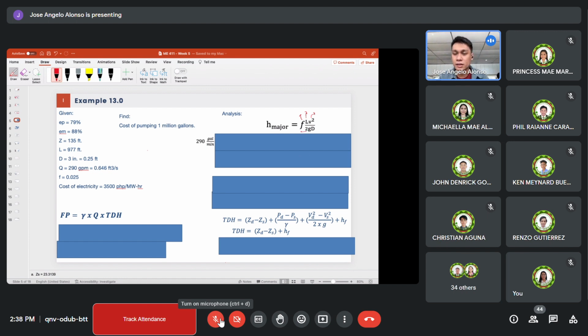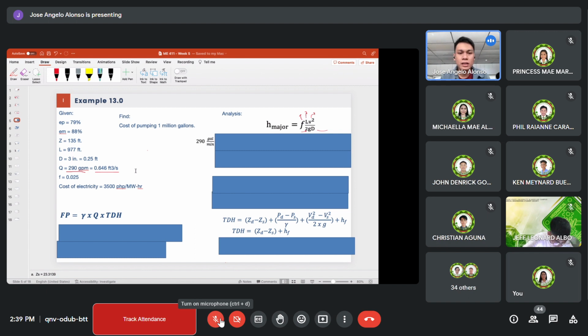Acceleration due to gravity is constant, 32.2, and the diameter ng pipe is given. So, kailangan natin ma-determine si velocity. Velocity, ma-determine natin siya by dividing the volumetric flow rate into the area ng ating pipe. Before that, let's convert muna yung value ng 290 gallons per minute into cubic feet per second para maging standard yung value natin, class.